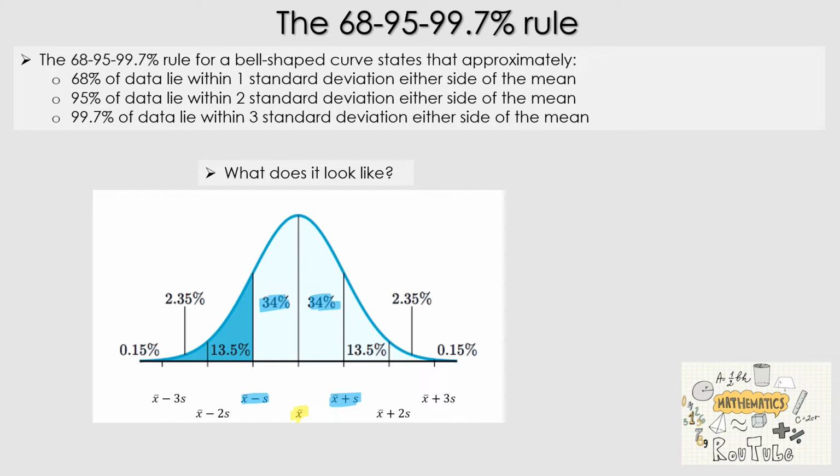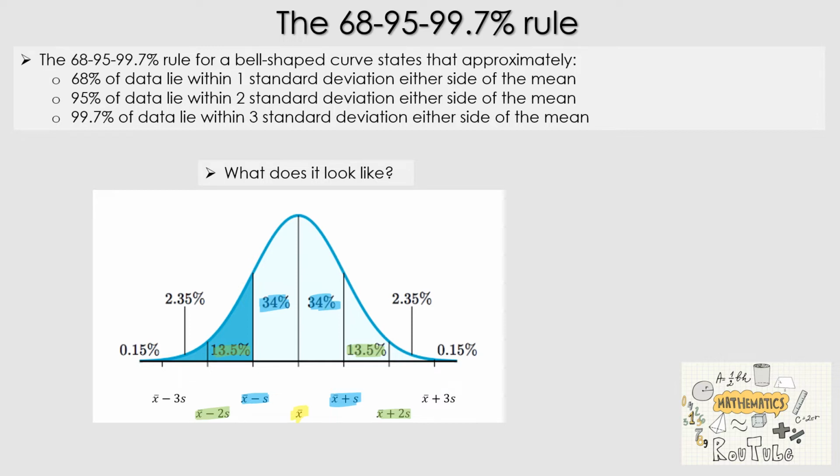Now, if we keep moving along, we'll go in green. Now we have X bar plus 2 standard deviations and X bar minus 2 standard deviations, either side of the mean. So we've got our 68%, and then we add these two values: 68% plus 27, because 13.5 and 13.5 is 27. Therefore, 68 and 27 makes 95%. So 95% of the data lies within 2 standard deviations either side of the mean, either above or below the mean.